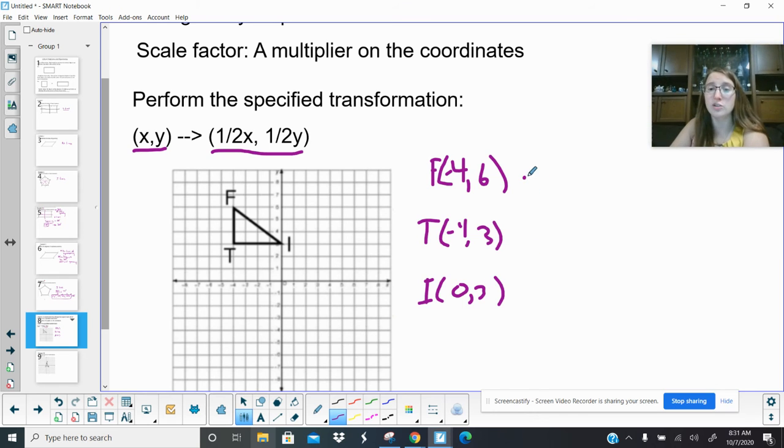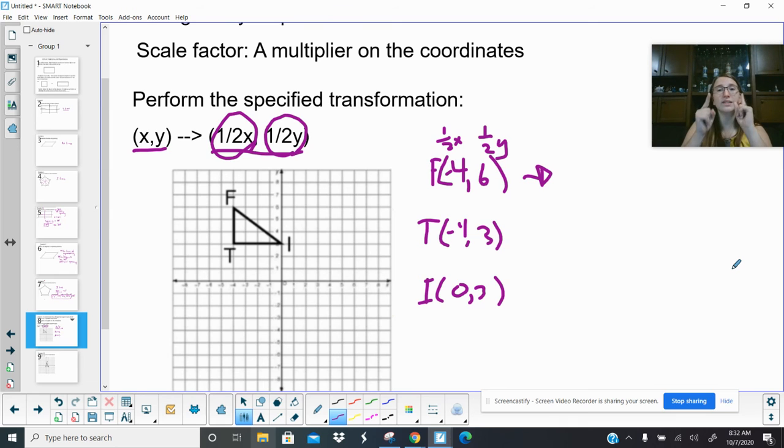So what we're going to do to each of our points is apply this. I am going to multiply my x values by 1/2. I'm going to multiply my y values by 1/2 as well. Now, this doesn't always have to be the case, which you're going to see in the next example, but we are doing the same thing to both coordinates. This means 1/2 times your x coordinate. This means 1/2 times your y coordinate.